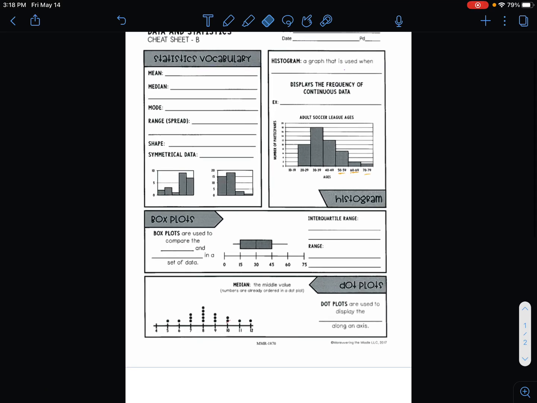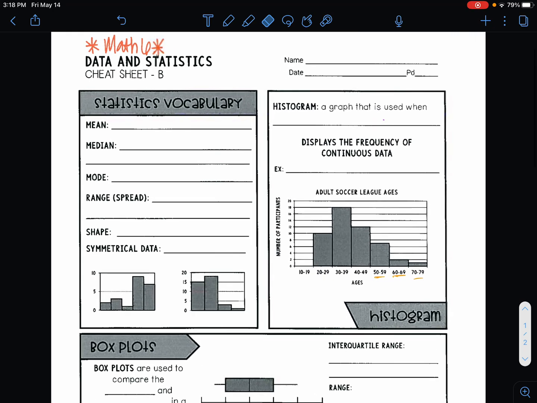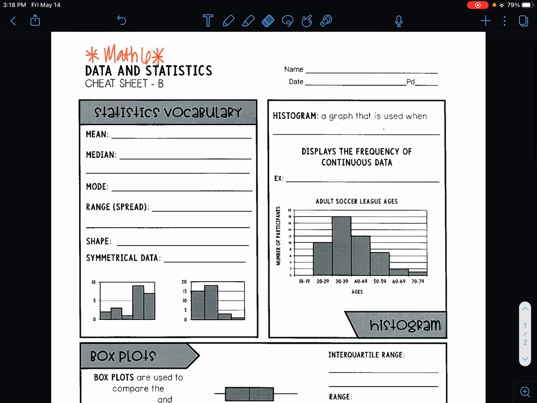In this video, we are going to review statistics. So we're going to look at different statistical tools such as histograms, box plots, and dot plots. So let's go ahead and start with the vocabulary.